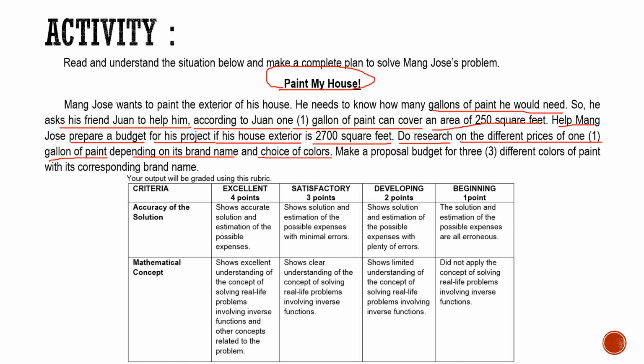So make a proposal budget for three different colors of paint with its corresponding brand name. It can be Boysen, Rain or Shine, or Hudson. Here is the criteria that you need to satisfy: accuracy of the solution, mathematical concept. This is how we grade your outputs, based on the following criteria.